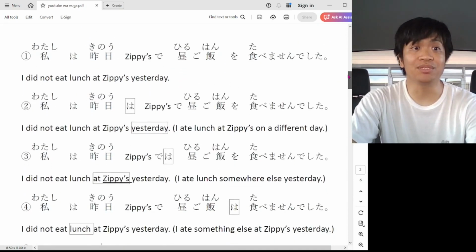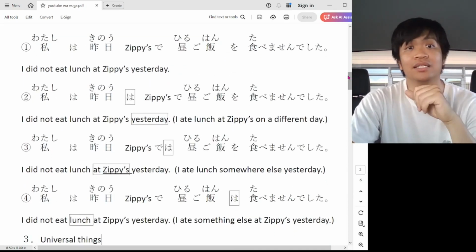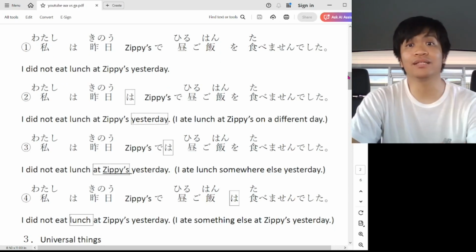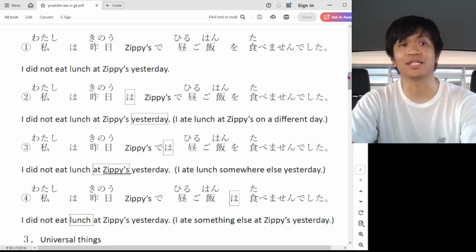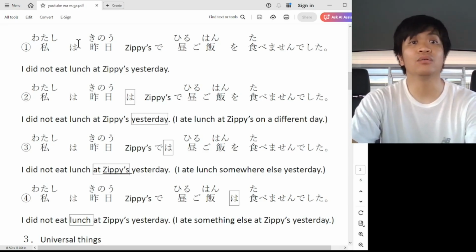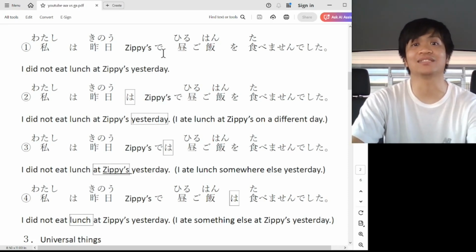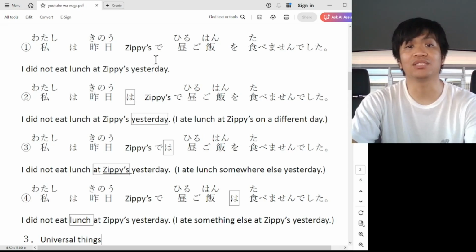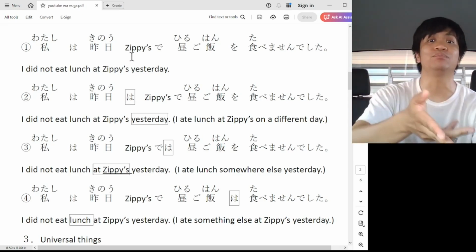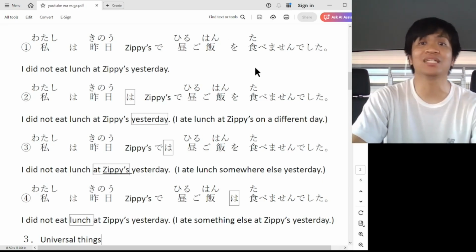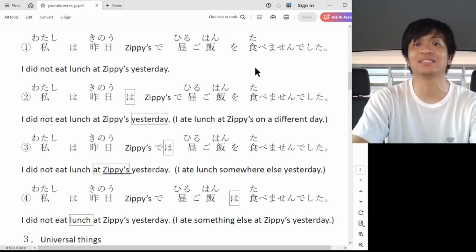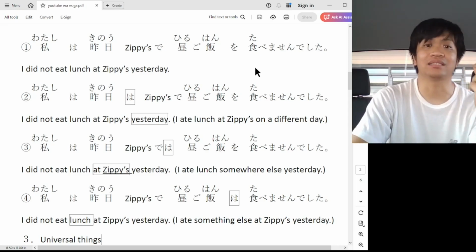A few more examples. 私は昨日 Zippy's で昼ご飯を食べませんでした. So I did not eat lunch at Zippy's yesterday. Here, 私, that's I. Wa, that's the topic marker. 昨日, yesterday. Zippy's, that's the restaurant name. De, this is the location of the action marker. So that's the location of the action. It's happening at Zippy's. Hiru gohan, that is lunch. O, direct object marker. Tabemasen deshita, that is the past polite tense of eat.